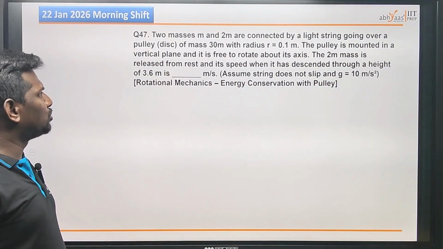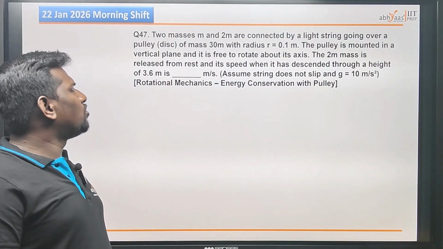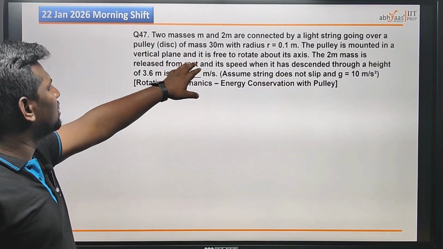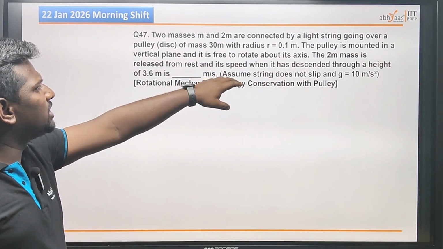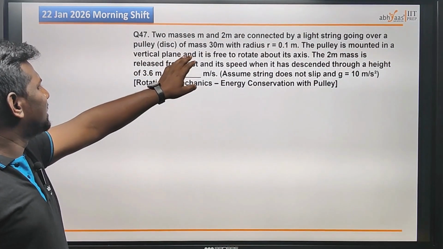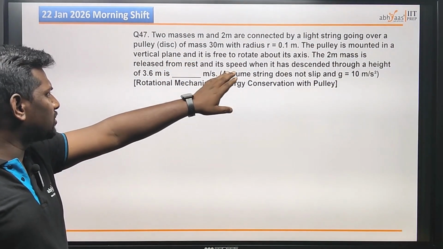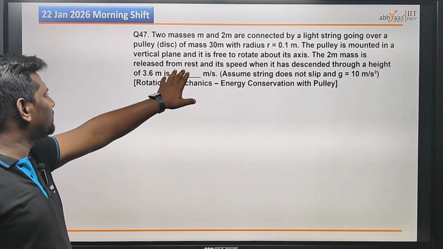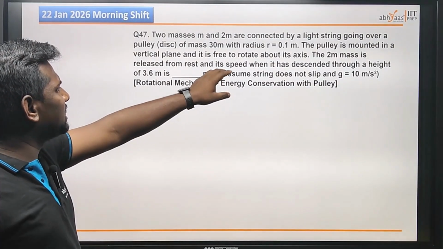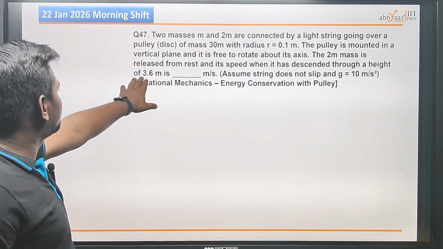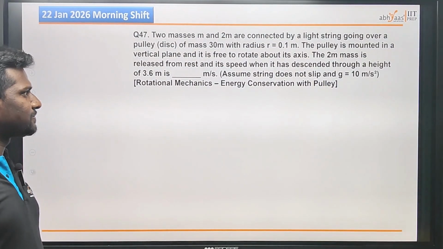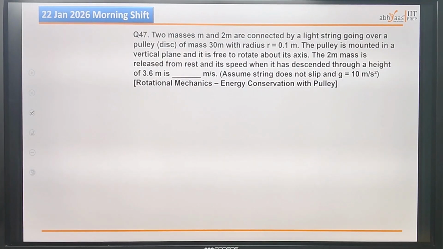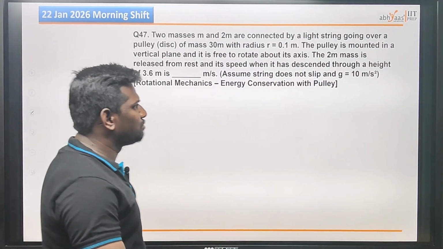Two masses m and 2m are connected by a light string going over a pulley of mass 30m with radius 0.1 meter. The pulley is mounted in a vertical plane. It is free to rotate about its axis. The 2m mass is released from rest. Its speed when it has descended through a height of 3.6 meters, what are they asking? This is from rotational mechanics, conservation of energy, based on the pulley problem.